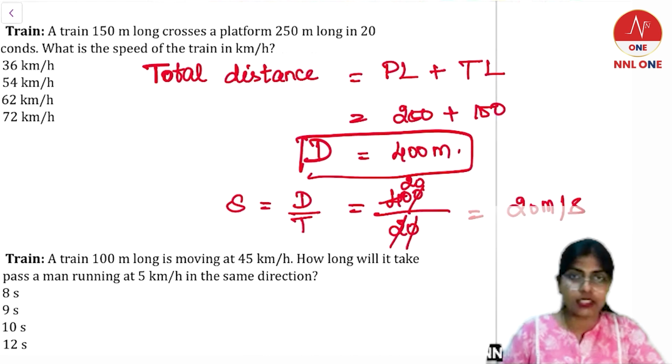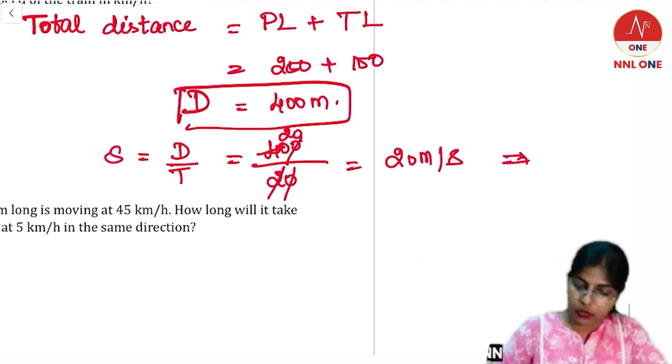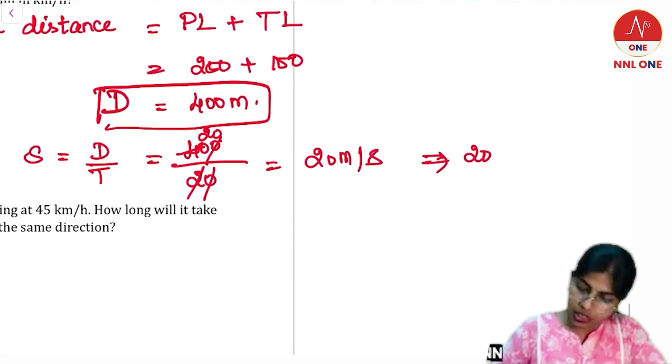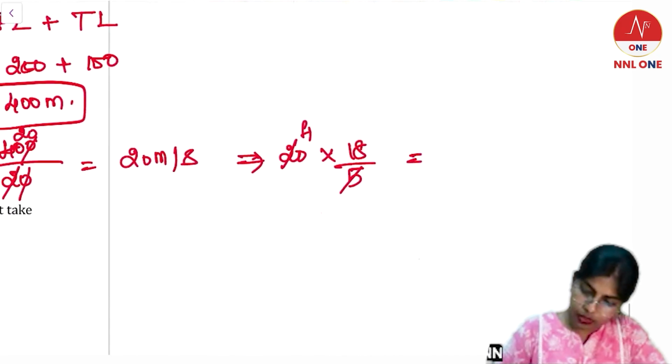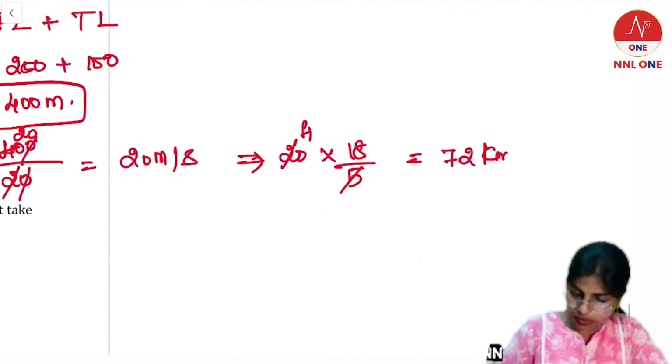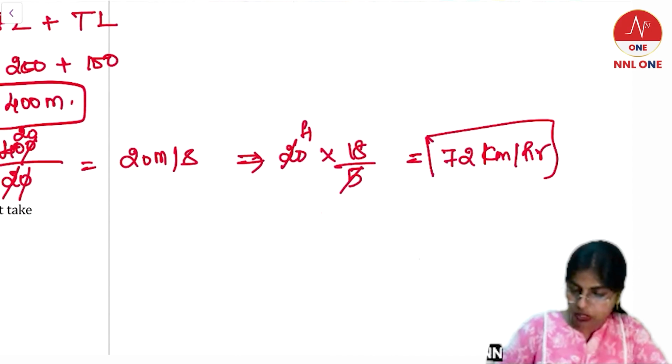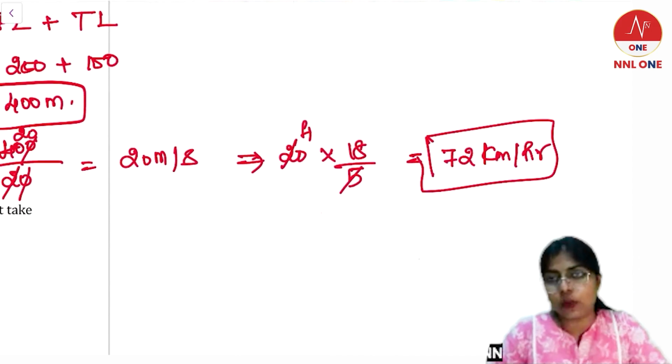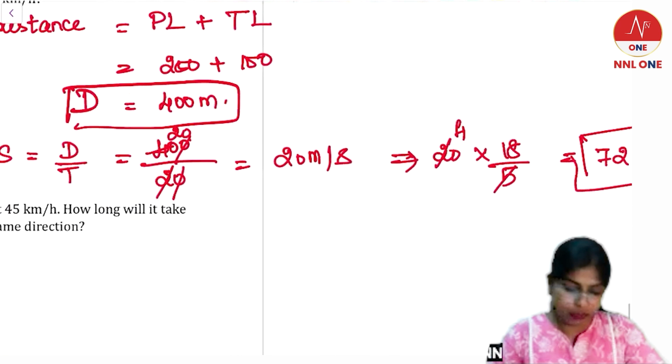But they have asked us in kilometer per hour, so we are going to convert it to kilometer per hour. 20 into 18 by 5. 5 into 4, it is 20. 18 into 4, it is 72 kilometer per hour. Always keep in mind, check whether the question is asked in meter per second or in kilometer per hour. To convert to meter per second, multiply by 5 by 18. To convert to kilometer per hour, multiply by 18 by 5.